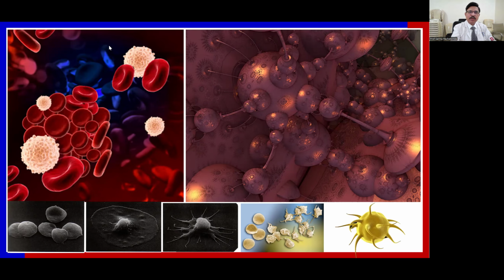So the aggregated platelets, you see in the electron micrograph and schematic representation how they are entangled, embracing one another and forming a link like this.